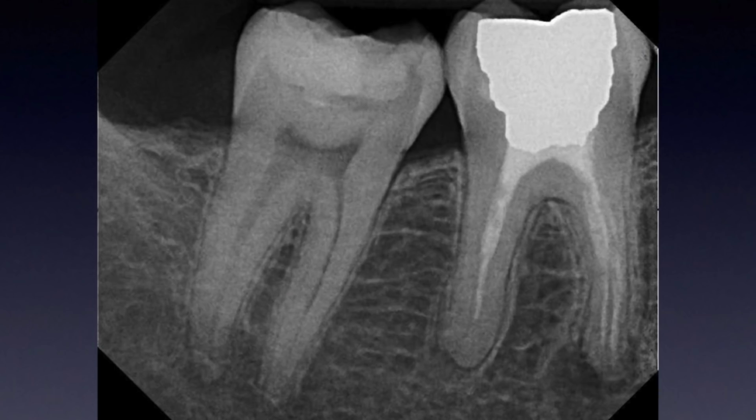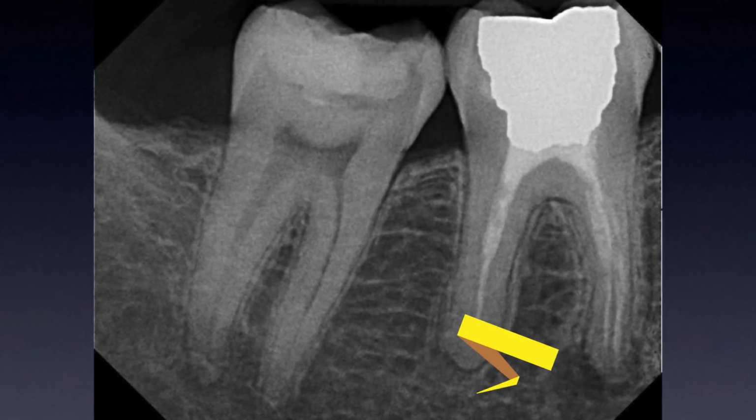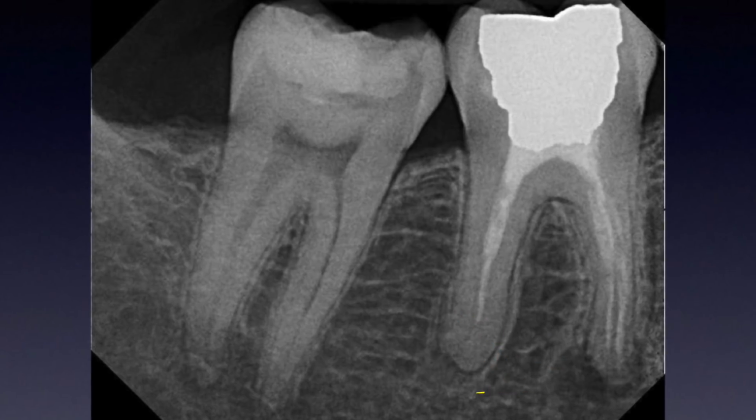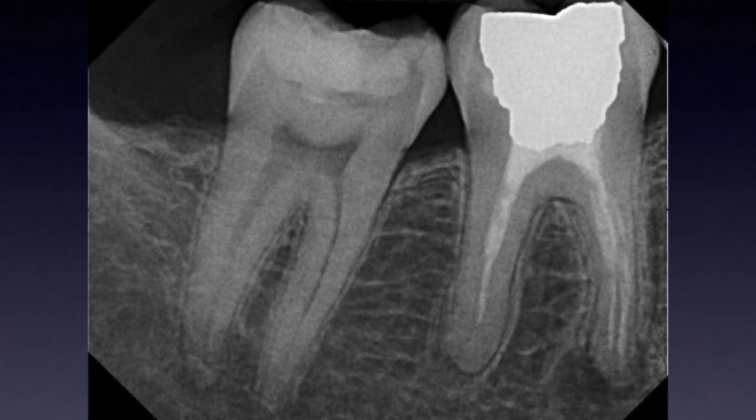So case in point, for example, in the case that I just showed you, if you were to look at the radiograph, the first thing that you see is a large lesion around the apex of the first molar. So it's possible to quickly say, well, there is an infection associated with the first molar and we need to get in there and either do an apicoectomy or retreat the tooth.